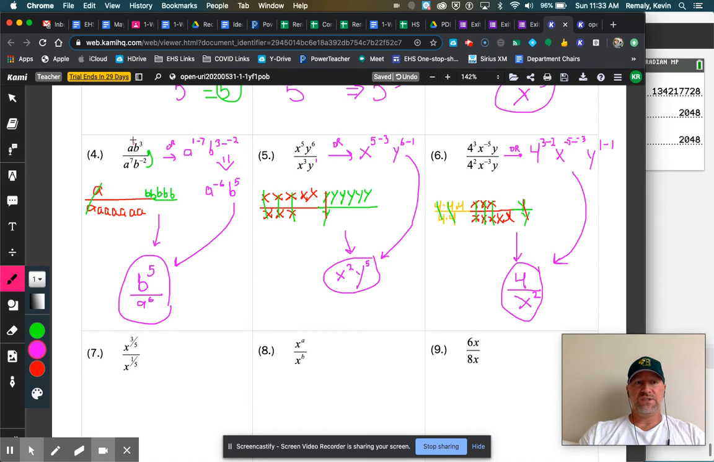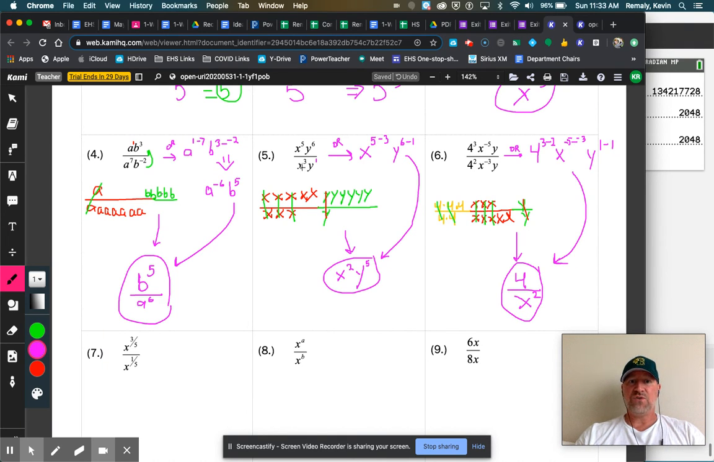So altogether we have 5 b's. Or the shortcut is 1 minus 7 for the a's gives us a to the negative sixth, and 3 minus negative 2 actually gives us b to the fifth. And again, we can't have negative exponents in our answer. So you either want to do this kind of thing or this kind of thing, one or the other. It's your choice, whatever is easier for you.